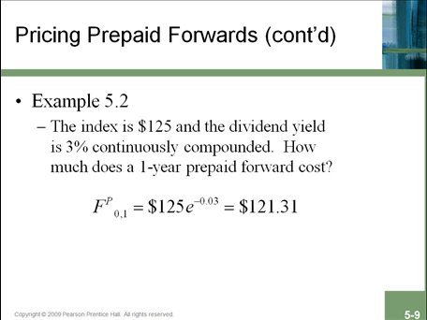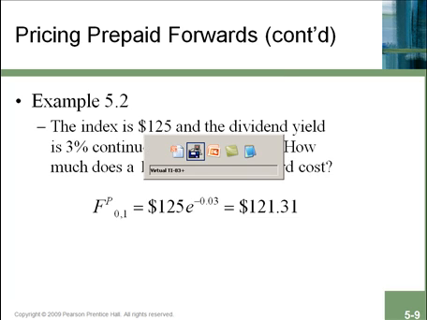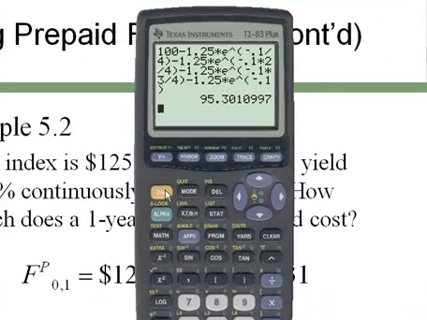Well, in this case, we don't have to worry so much about finding the present value of each one of those dividends one by one. That becomes a bit of a hassle. We can use more of a continuous valuation formula. All we have to do is take the current value of the index, $125, and we multiply by e to the power of minus 0.03, because 3% is the continuous dividend yield.